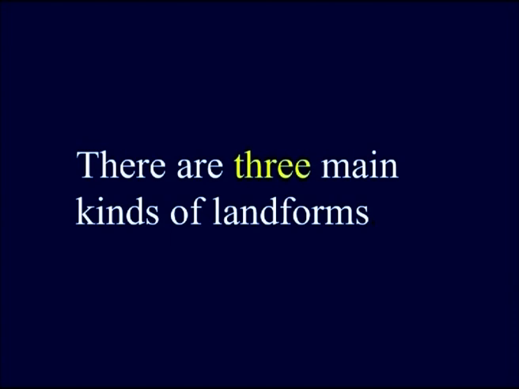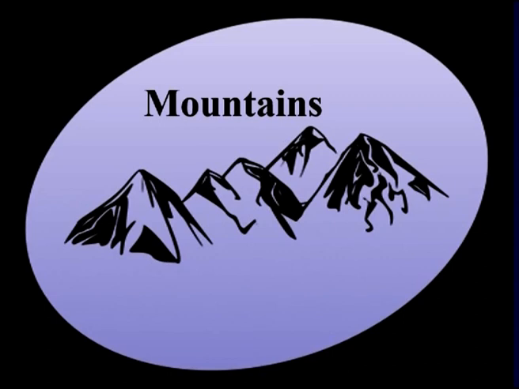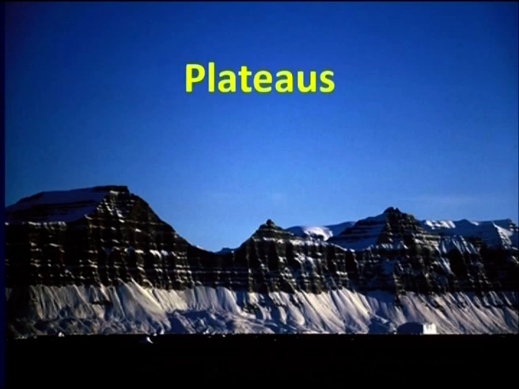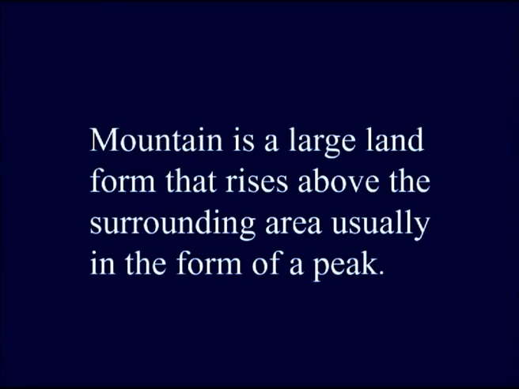Children, do you know how many kinds of landforms are there? Yes, there are 3 kinds of landforms. Let us see what those are. They are mountains, plateaus and plains. Children, let us learn about each form of landform on the earth surface. Our earth has these 3 main kinds of landforms.